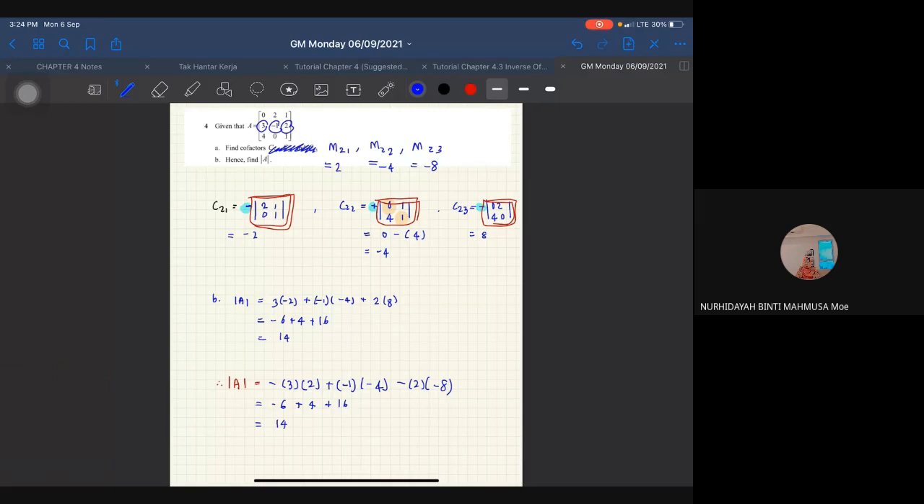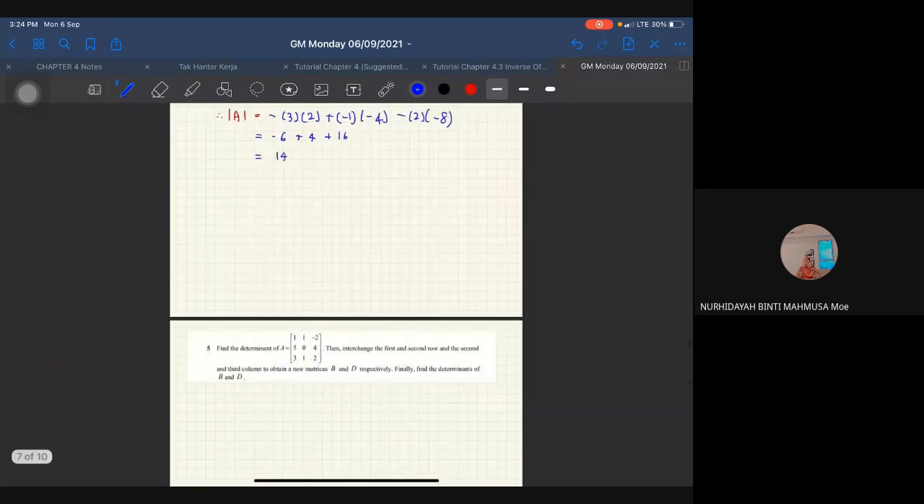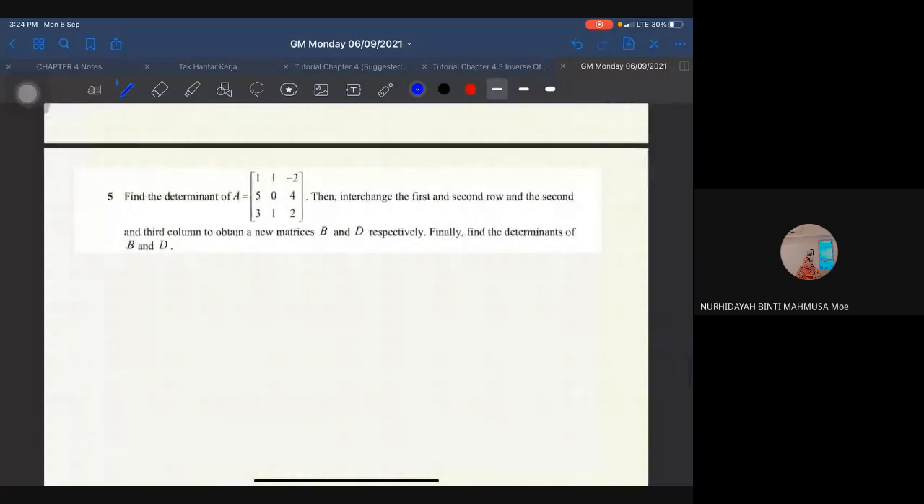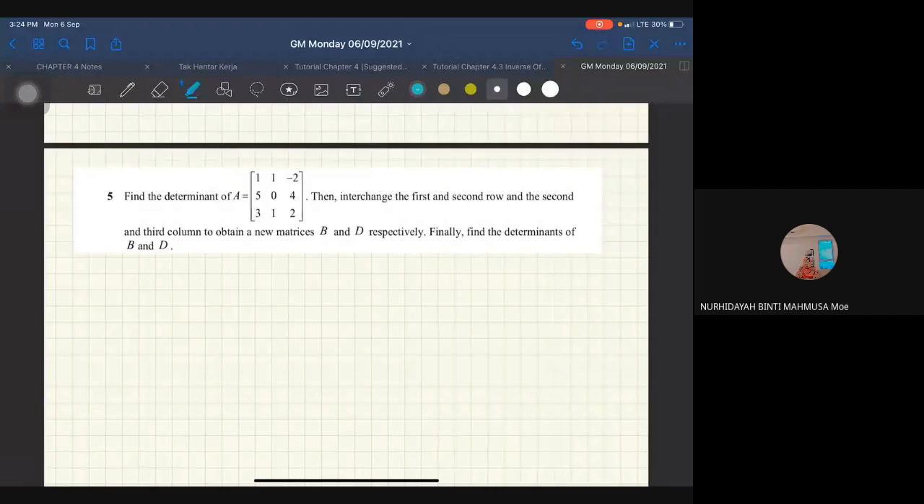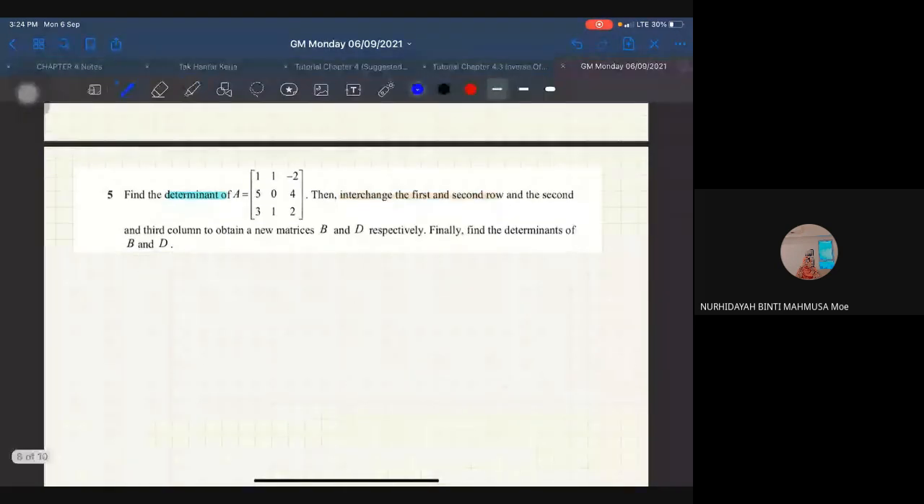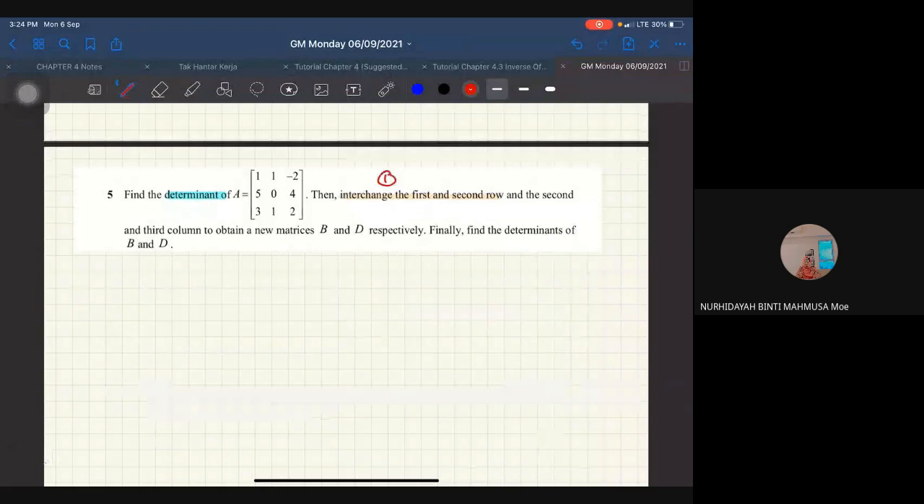Okay, so kalau boleh kita teruskan. Soalan nombor 5. Okay, so soalan nombor 5. Dia suruh kita cari determinant. So find determinant. So cara yang sama awak akan guna. Okay, and then dia cakap interchange the first and second row. So this one, interchange the first and second row. Itu adalah yang pertama. Okay, and then secondly, dia cakap interchange the second and third column. Okay, so ini adalah yang ketiga.